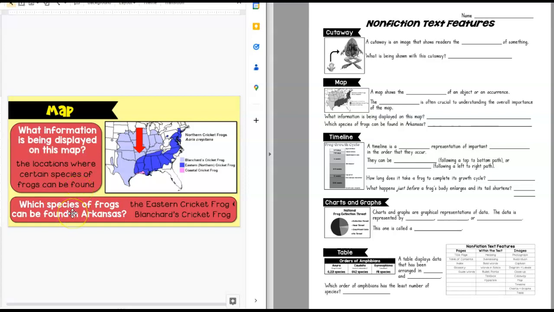And which species of frogs can be found in Arkansas? Well, you'd have to look at where Arkansas is. It's right here at the tip of the arrow, and it says the eastern cricket frog because it's dark blue, and the Blanchard cricket frog because it's light blue. So Arkansas has two kinds of frogs in it. So you're going to want to fill that area in for the map.